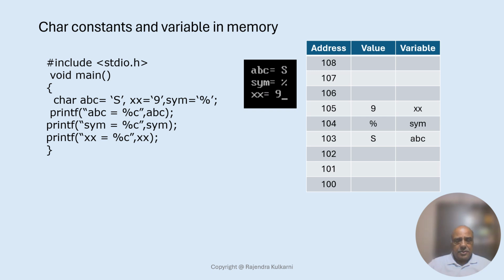The char variables in the memory: XS value 9 is stored in location 105 and so on.